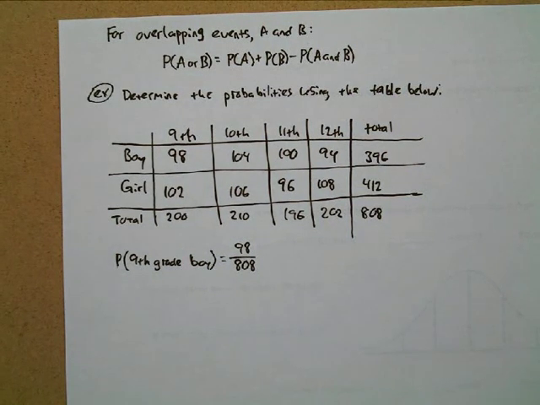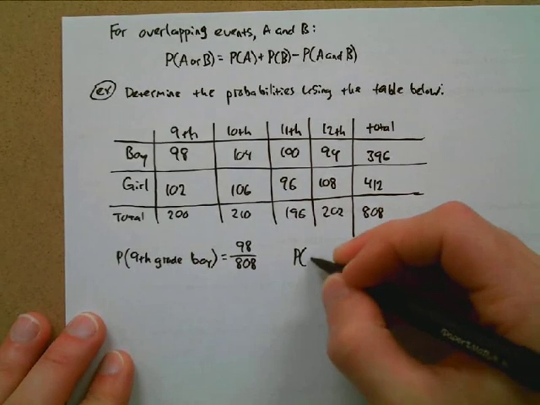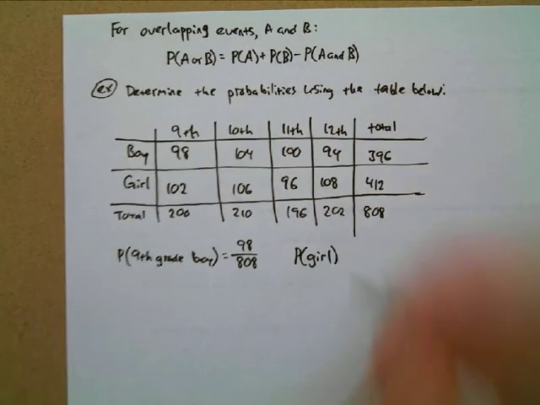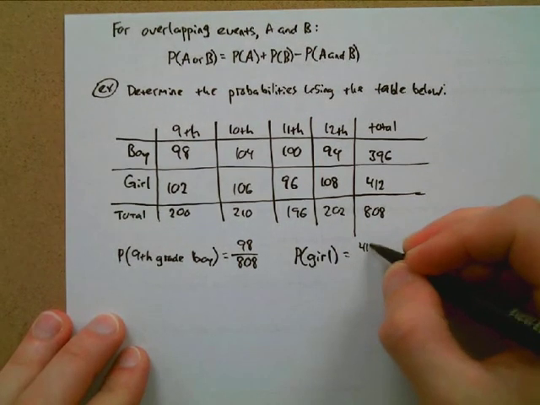So how about the probability of just selecting a girl? Randomly selecting from all the students in the school, what's the probability of selecting just a girl? 412 out of 808. Exactly.